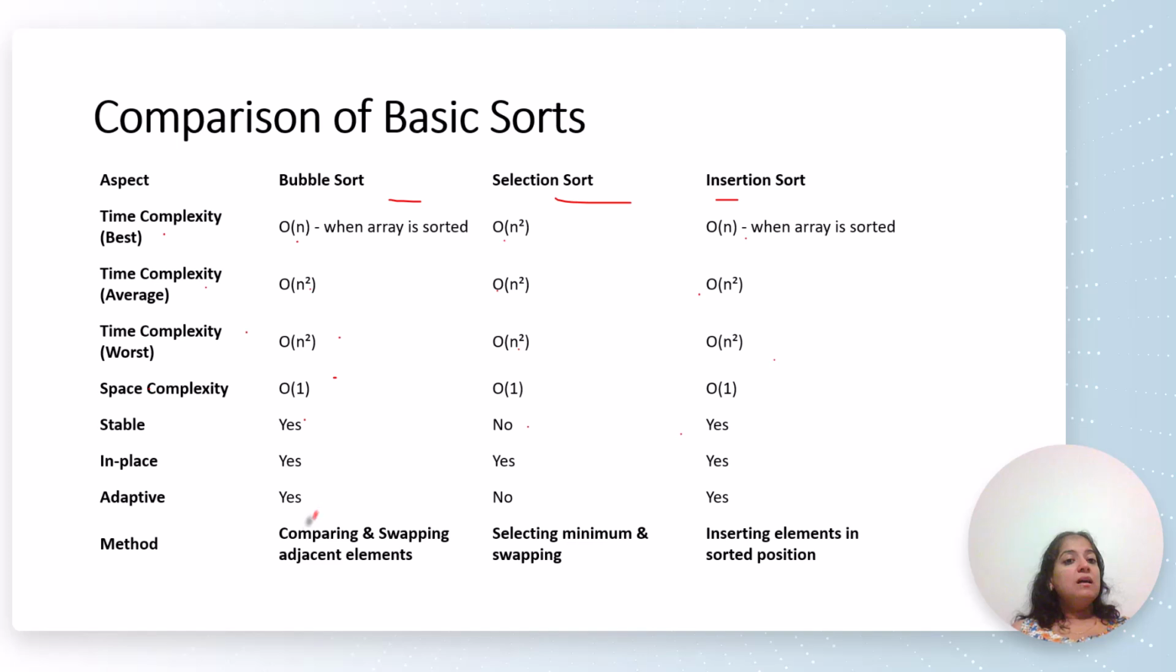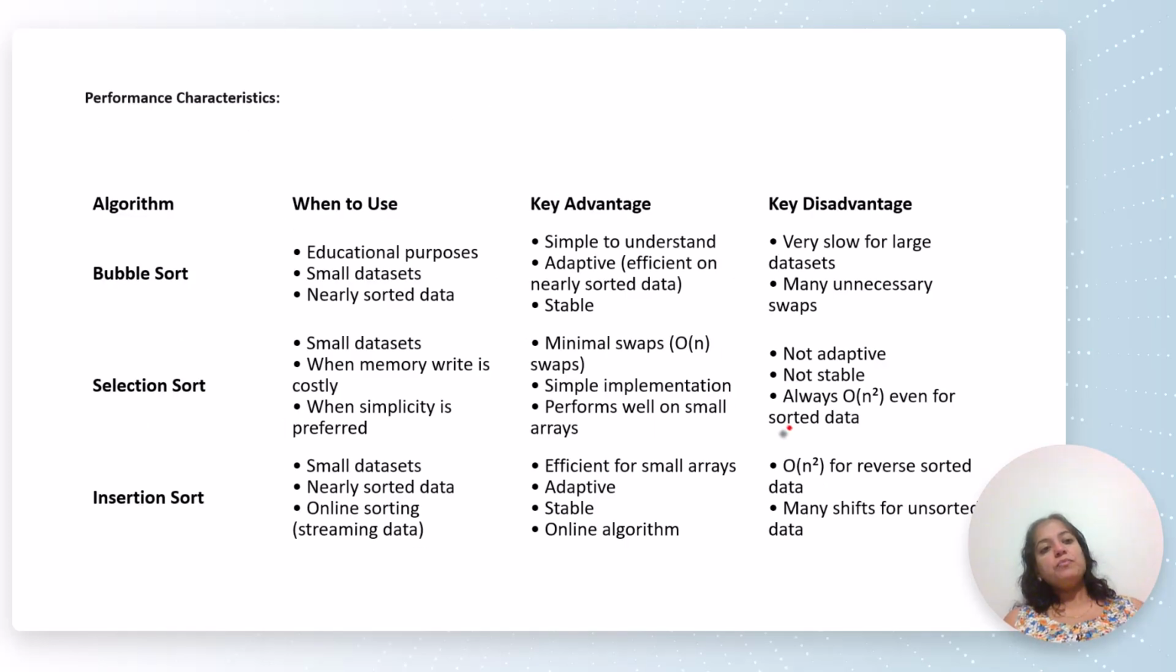Bubble sort requires comparing and swapping adjacent elements, whereas selection sort requires selecting the minimum element from the unsorted portion of the array and swapping it with the first element of the unsorted portion, whereas insertion sort requires inserting elements in the sorted position, in correct positions.